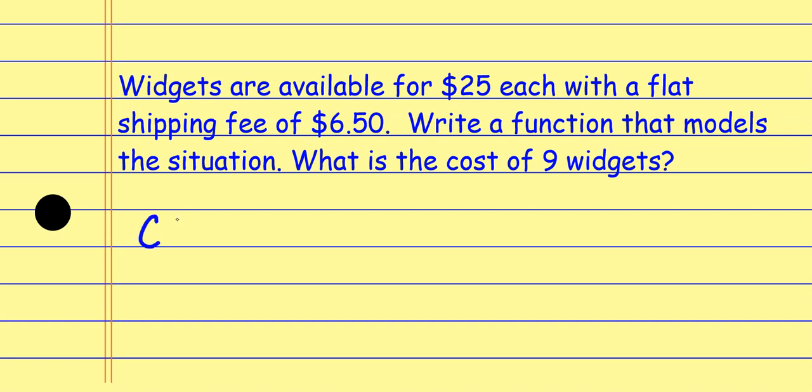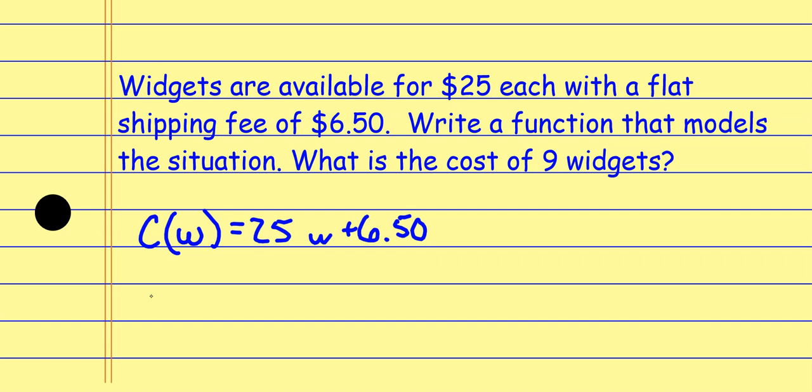So maybe I'll do C for cost based on the number of widgets equals, well, it's $25 per widget, so 25 times W plus the $6.50 for shipping. Oh, sorry, $25 per widget. These are expensive widgets. $25 per widget plus the $6.50 shipping. Okay? And here's the thing, you could have chosen maybe P for price, the price per widget. All right? But now I can see the situation mapped out using function notation. The cost based on widgets is $25 per widget plus $6.50. All right? It should make sense when we read it as a sentence.